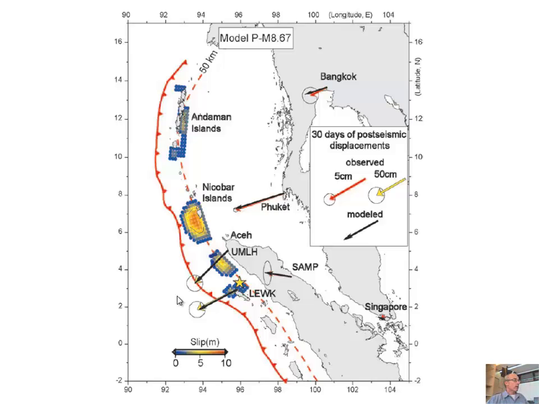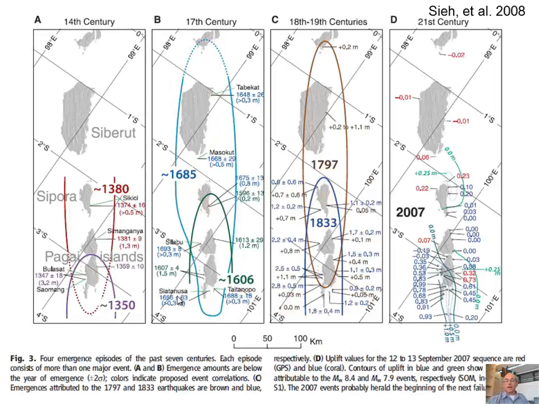Now I'm going to do the earthquake cycle back to coral. This is a paper that Kerry Sieh wrote in 2008 that's really, I think, pretty amazing. Here are the Four Islands. Around the islands, they have the corals, and they've studied them and have them pretty well dated.